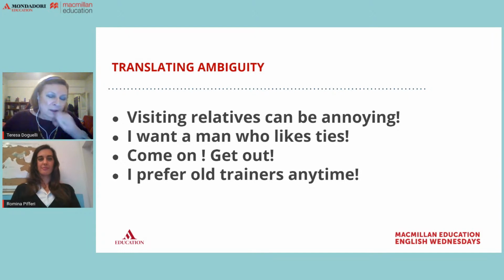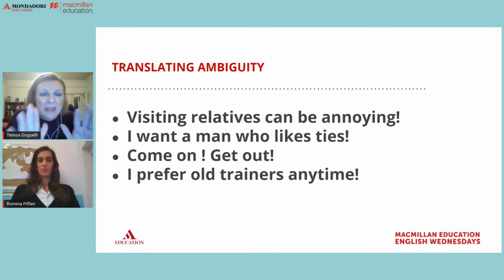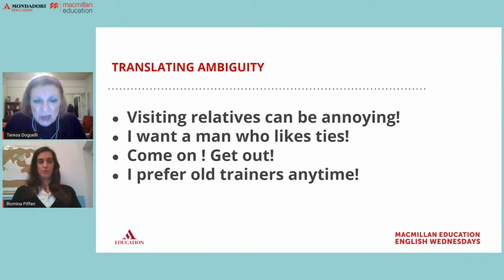This one, okay. It's now 7 o'clock, I see, but basically, I won't ask you to do this activity, but if you just look at it, these particular sentences are all ambiguous in every language. I think probably most languages. For example, I want a man who likes ties.